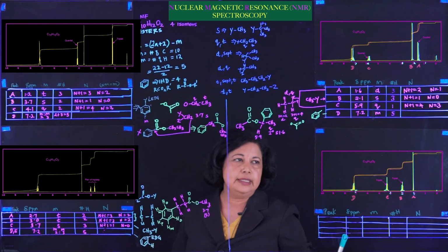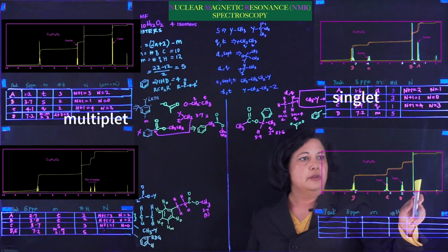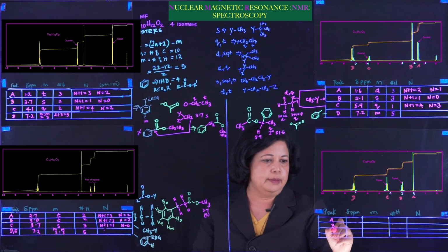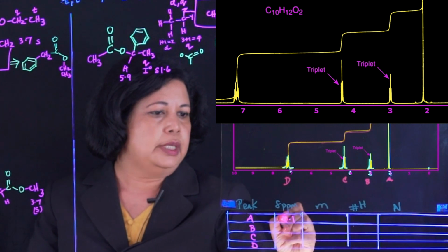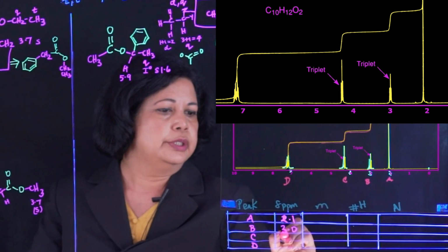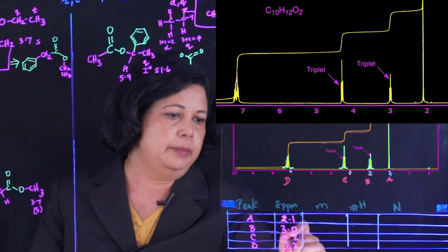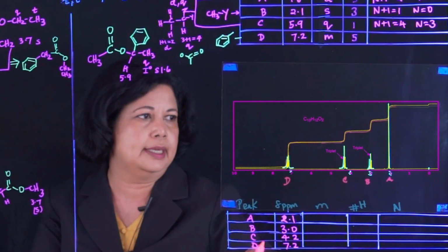Let's do our 4th isomer here. Again, we have only 4 peaks here. Let's label them and put them over here, A, B, C, D. Let's do the delta: 2.1, 3.0, 4.2, and 7.2. And we've been seeing this 7.2 over and over again, so you have a really good idea now what that could be.